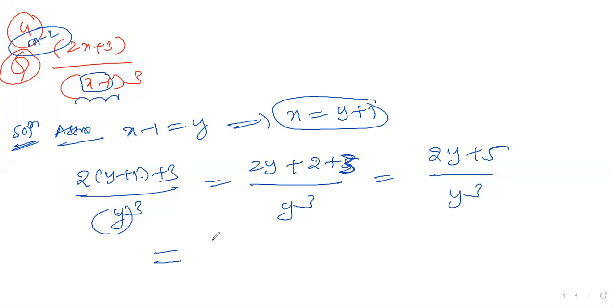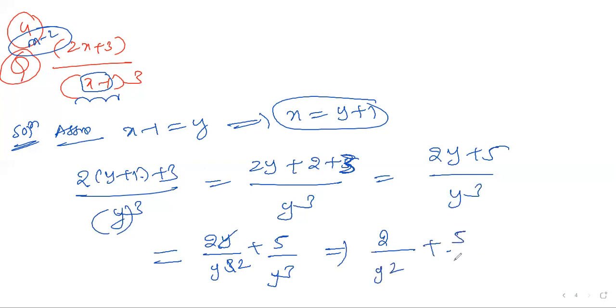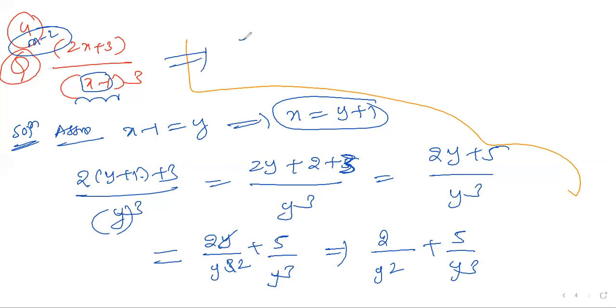Now what can I write? Can I write 2y by y cube plus 5 by y cube? Do you have any problem? Here the y cancels. What is the final answer I can write? 2 by y square plus 5 by y cube. Till here clear? Next, directly I'll write the final answer. This question is equal to 2 by y square plus 5 by y cube. But what is the value of y? y is equal to what?